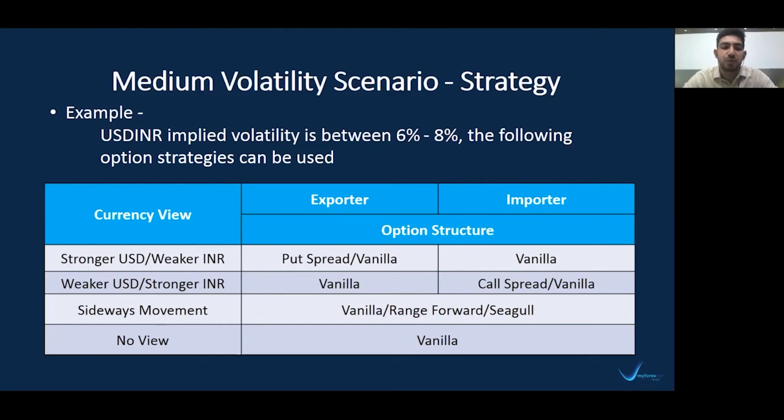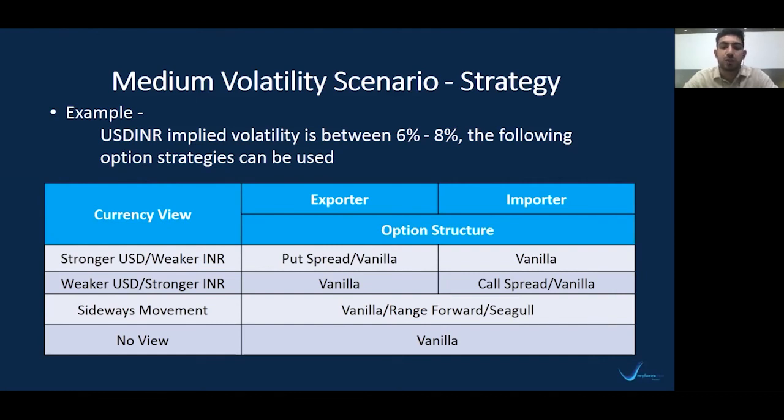Now, if your currency view is of a sideways movement, you're expecting the currency to trade in a fixed range in the future, you go for a vanilla option or a range forward or a seagull. Now, the key differences here to be kept in mind are vanilla option will have a slightly higher cost as compared to range forward and seagull, since you're only buying an option, whereas in range forward, you're also selling one option, which makes it cheaper than a vanilla, while a seagull option is even cheaper than a range forward since you're selling two options.